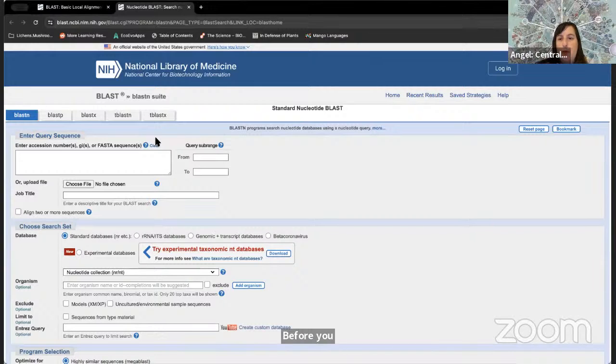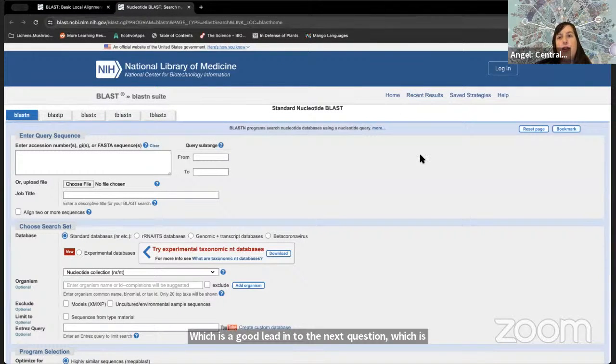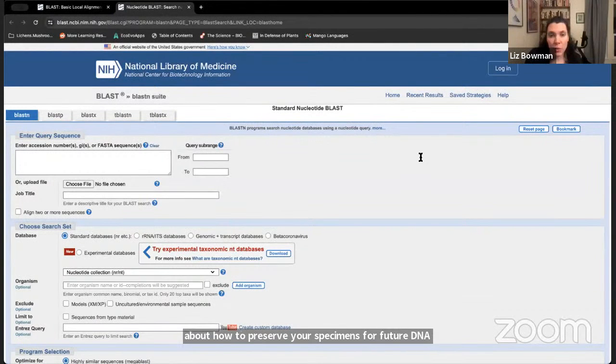Which is a good lead into the next question, which is about how to preserve your specimens for future DNA extraction and sequencing. That's good. So really, if you can use specimens like in herbaria, so drying them is good. That's completely fine to do.